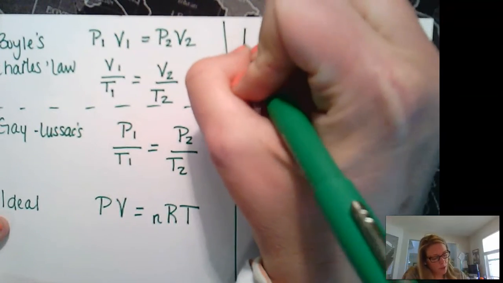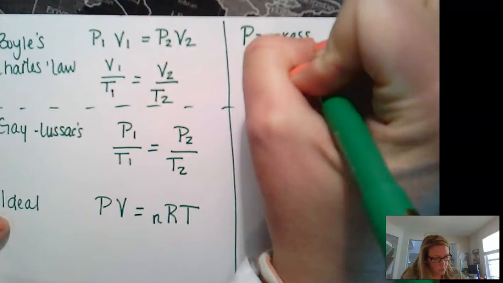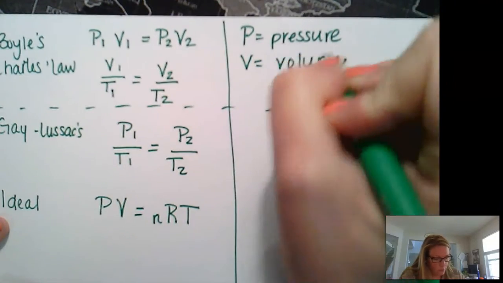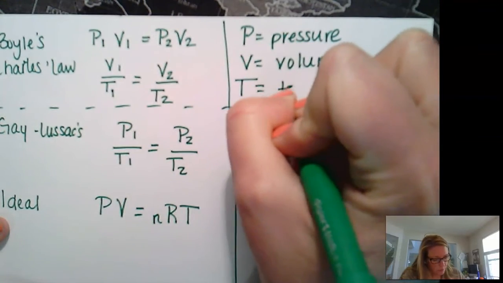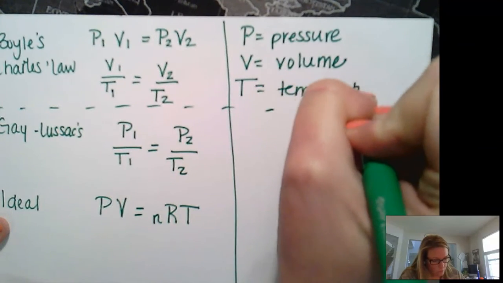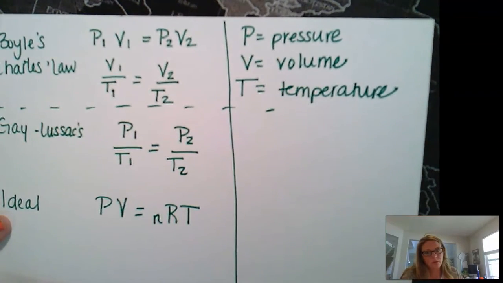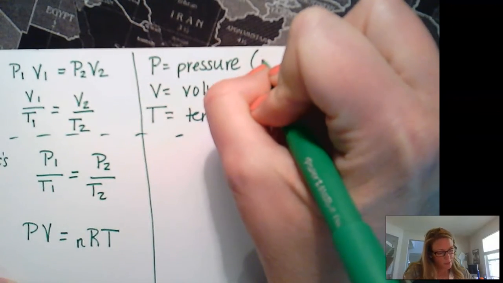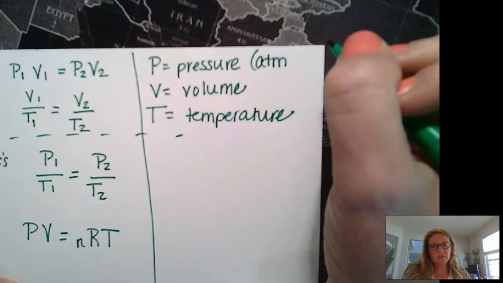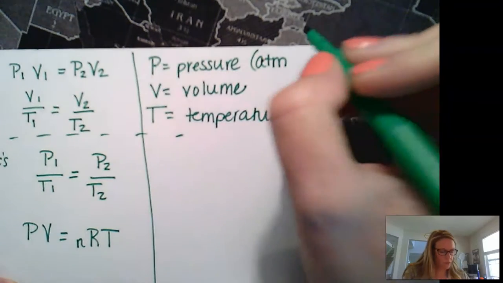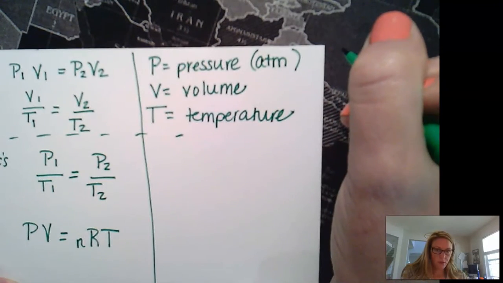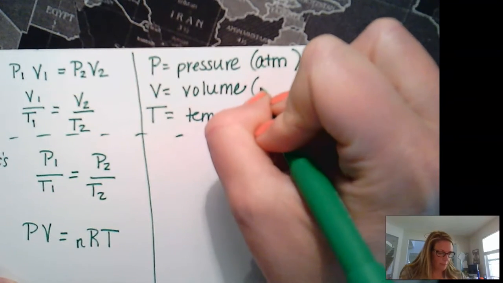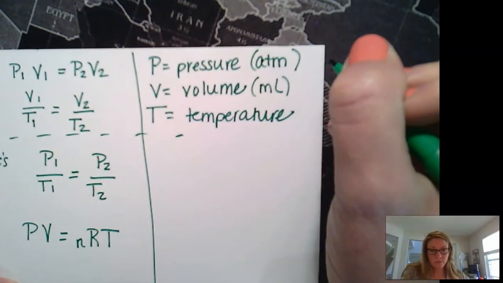So remember that P equals pressure, V equals volume, T equals temperature. And the way that we measure those things, pressure is going to be atmospheres. Sometimes it's torrs, T-O-R-R, but for today we're going to keep it with atmospheres. Volume is how much of something you have. So for the most part, it's going to be milliliters or liters, a form of liters.